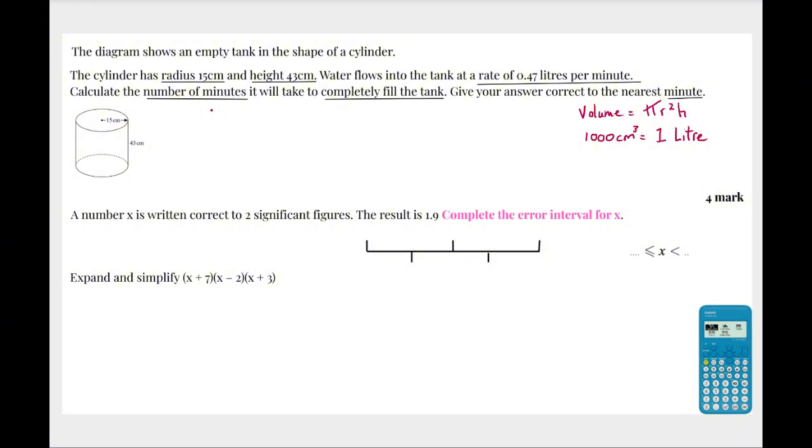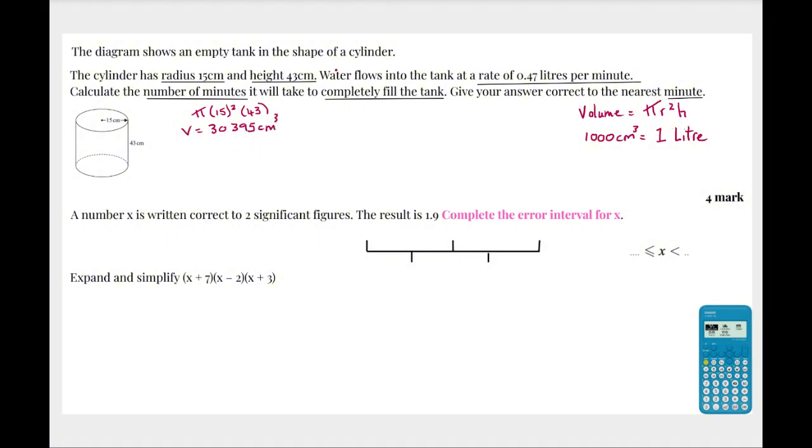So this first step is to find our volume. To do that, we're going to use our formula, which I've written here. So it's going to be pi, radius, which is 15, so I'm just going to pop that in the brackets, squared, times by the height, which is 43. So that's all your bits and pieces here to find the volume. Pop that into your calculator and the volume equals 30,395 centimetre cubed. So there we go, that's our first part done.